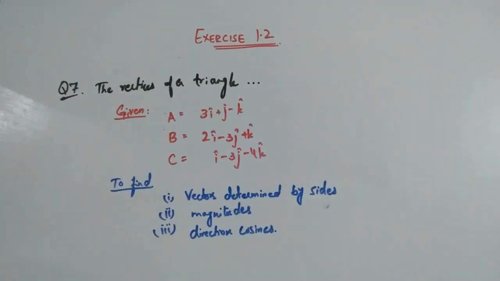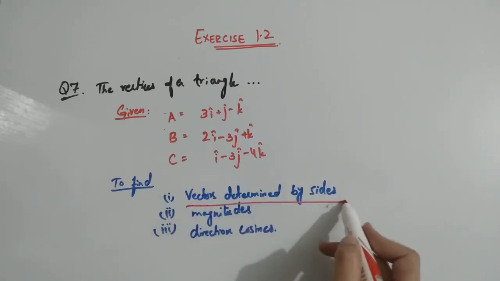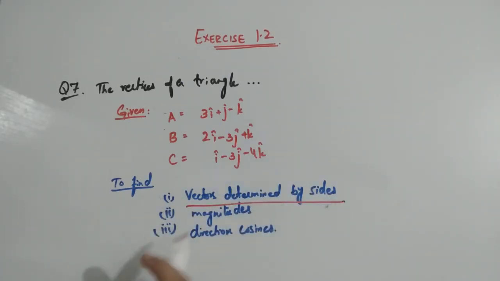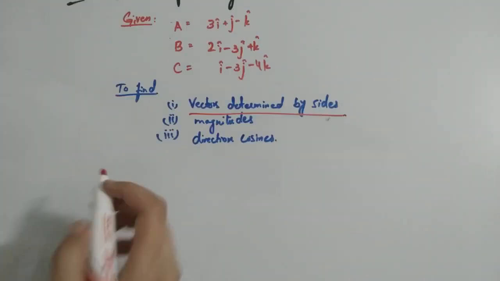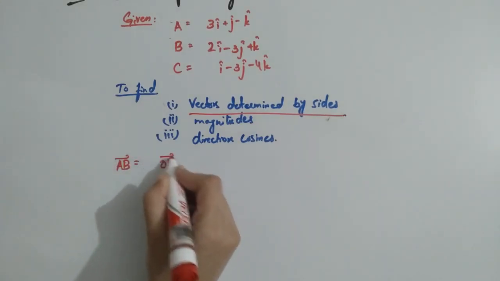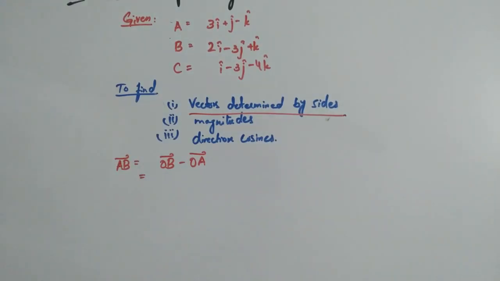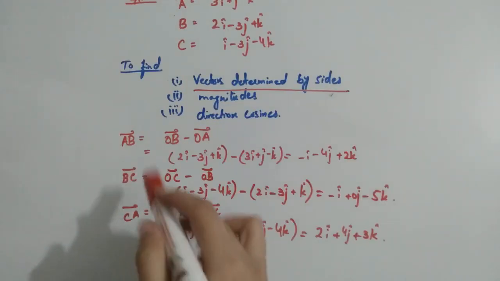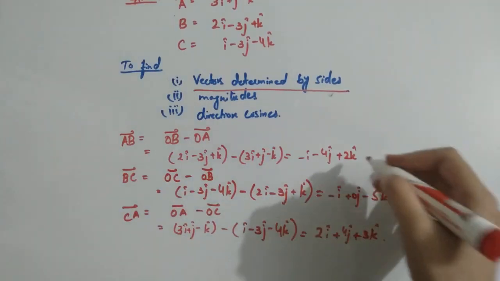and you have to find the vectors determined by its sides, the magnitudes, and the direction cosines. To find the vectors determined by the sides, you will have to find AB, AC, and BC. As you know, AB equals the difference between the position vectors of B and A. Now putting the values and solving it, you have to find AB, BC, CA, and the answers you will get are these.